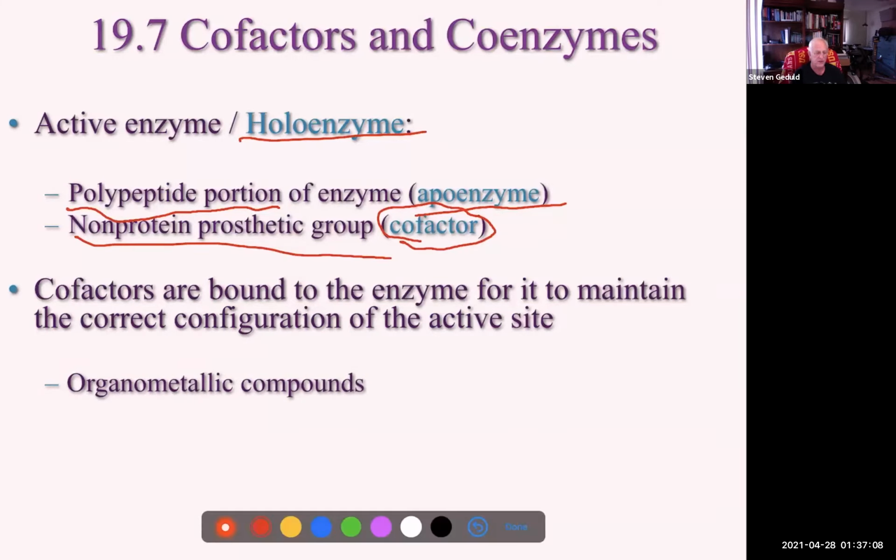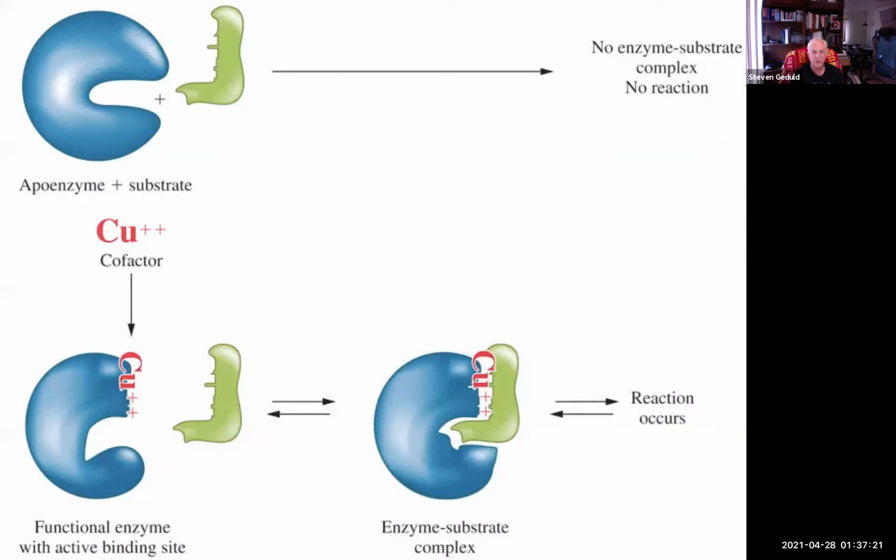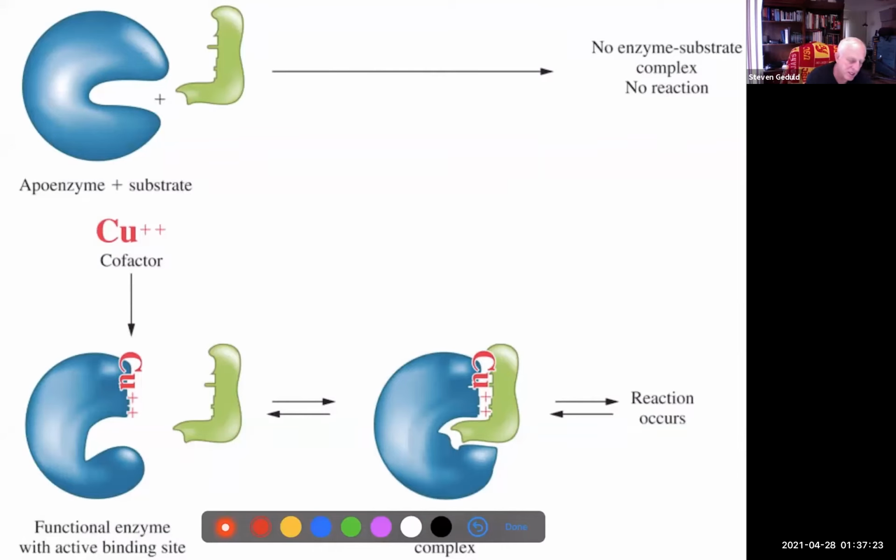Cofactors can be organometallic compounds, metal ions, or organic compounds. Any of those three. So here we have your apoenzyme. This is the enzyme, which is your tertiary structure, and the active site looks like that. This is your substrate. Is it going to fit? No, it's not going to match.